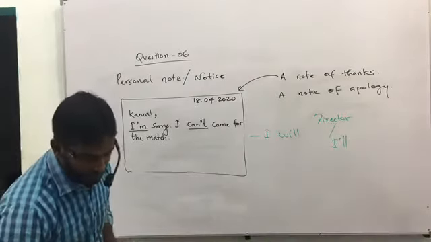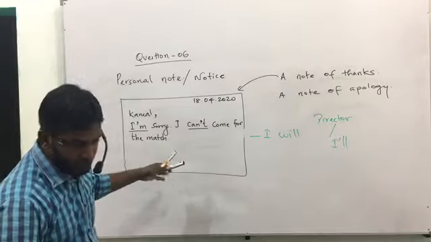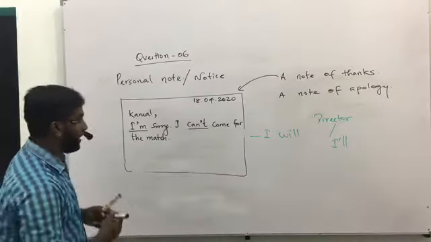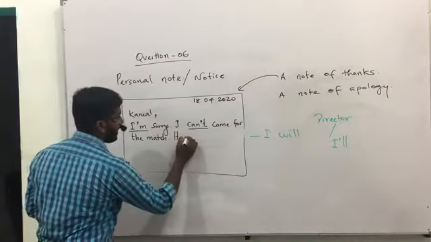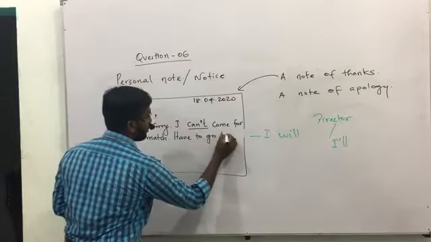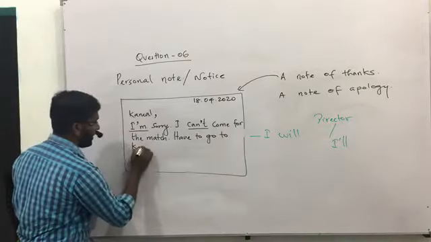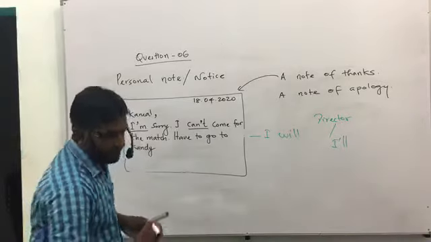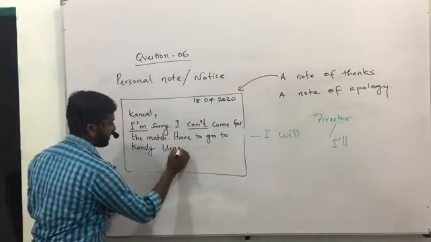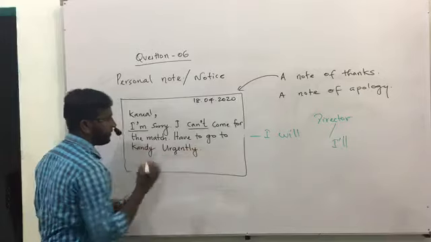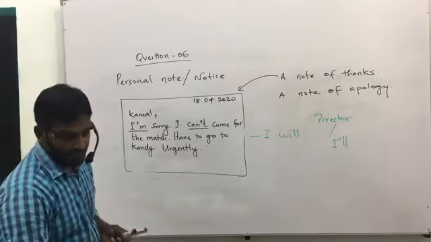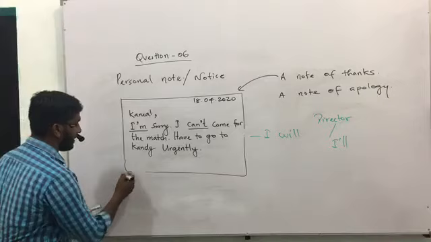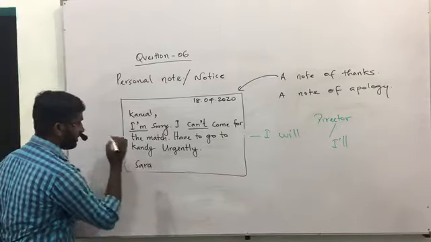Now another sentence I am going to write for the content. Have to go to Kandy urgently. You see here, have to go to Kandy or Colombo or anywhere urgently. Right? Urgently. There is another full stop. And now I am going to end this letter. I have put a name, Sarah.